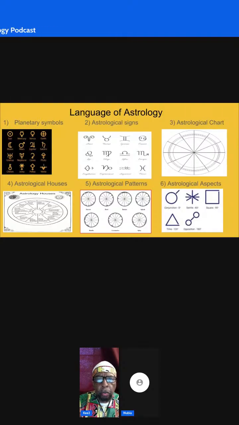So let's go to the astrological aspects. This is very important as well, because the astrological aspects indicate the form of communication that is going on between two planets. So let's start with the conjunction. Conjunction means that the planets are basically 0 to 5 degrees apart. I use a 5-degree orb, 0 to 5 degrees apart.